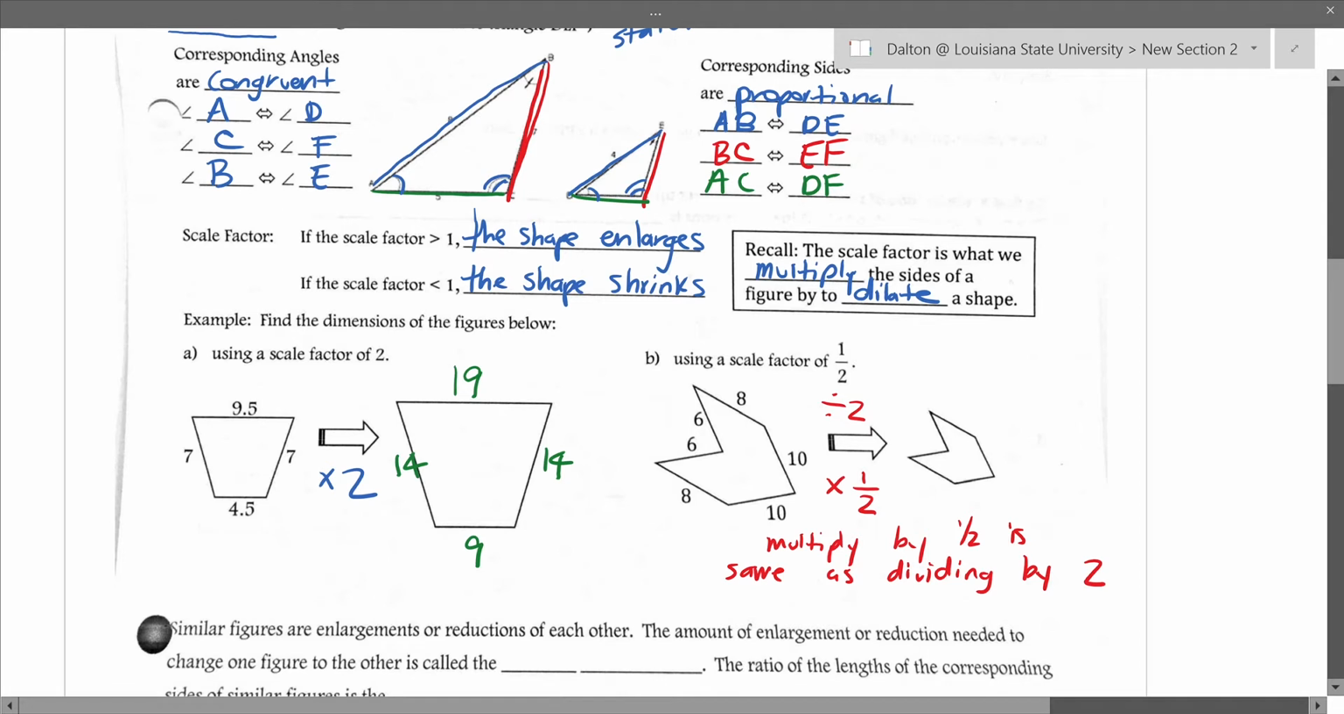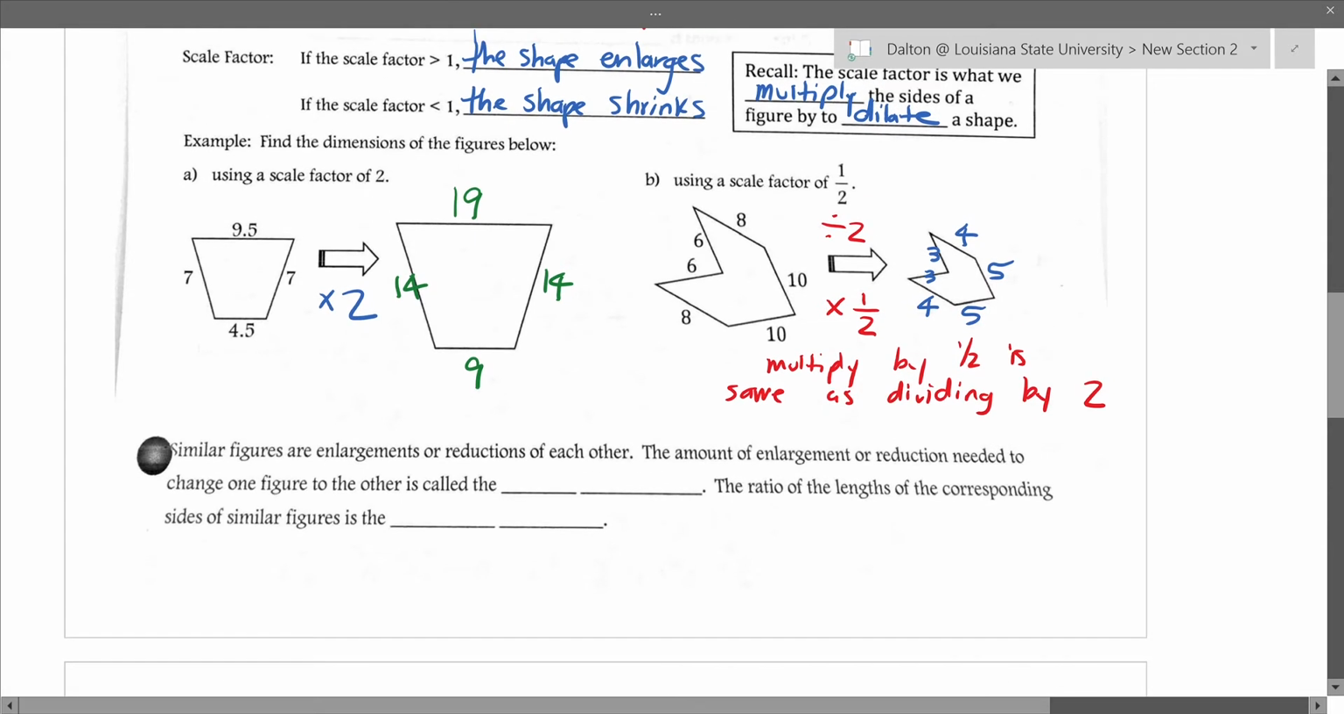Then 6 divided by 2 is 3. So this side is 3, and this side is 3. 8 divided by 2 is 4, and this one's 4. And then 10 divided by 2 is 5 and 5. So when you see fractions, if you don't like to think about multiplying by fractions, think about dividing by that whole number.